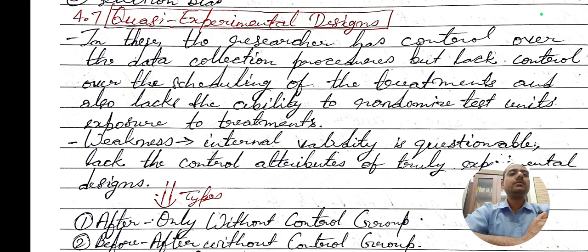So why is the internal validity questionable? Because with the treatment there are some other factors. Other causes are also present when we give the treatment. So we cannot say exactly which factor caused the effect. So that's why here the internal validity is questionable.